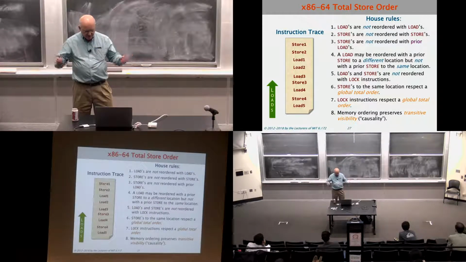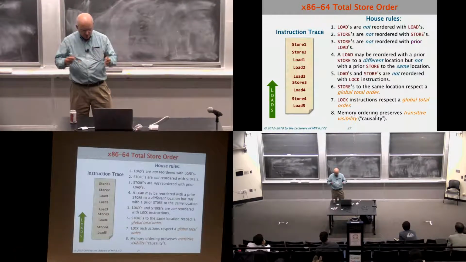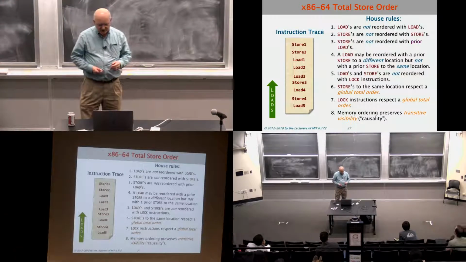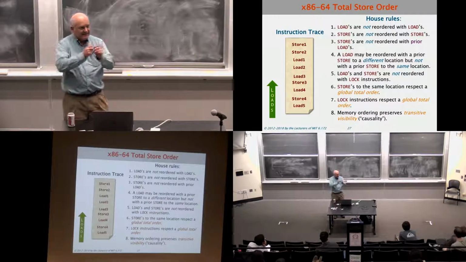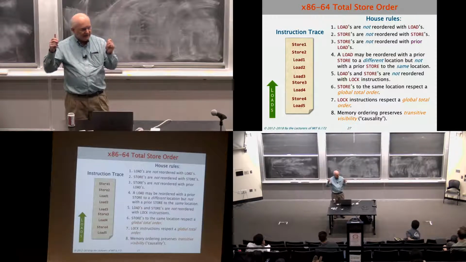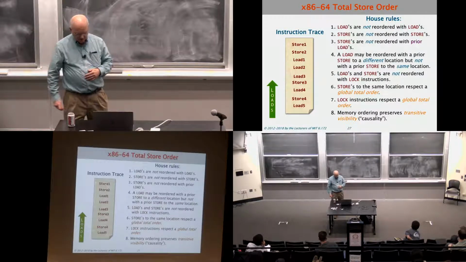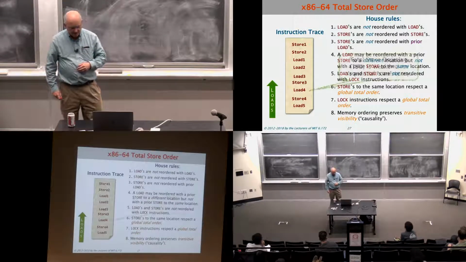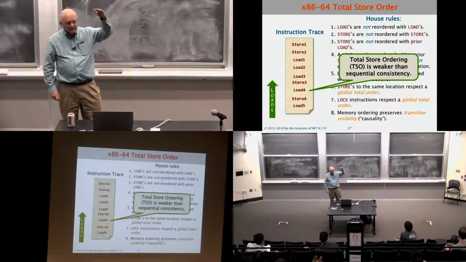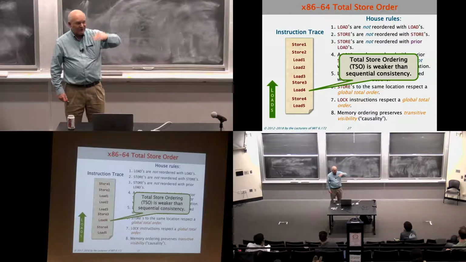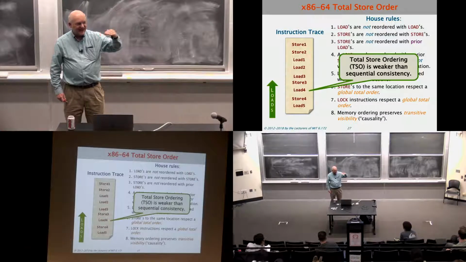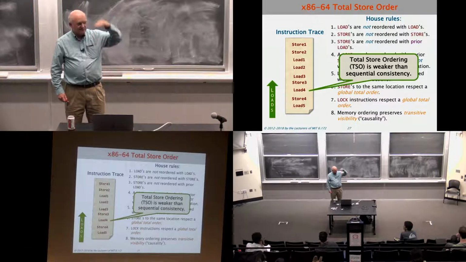The stores respect a total order, and the lock instructions and memory ordering preserve what they call transitive visibility, in other words, causality, which basically says that you can treat the happens-before relation as if it's a linear order. It's transitive as a binary relation. The main important ones are at the beginning, but it's helpful to know that locks are not going to get reordered. If you have a lock instruction, they're never going to move it before things.